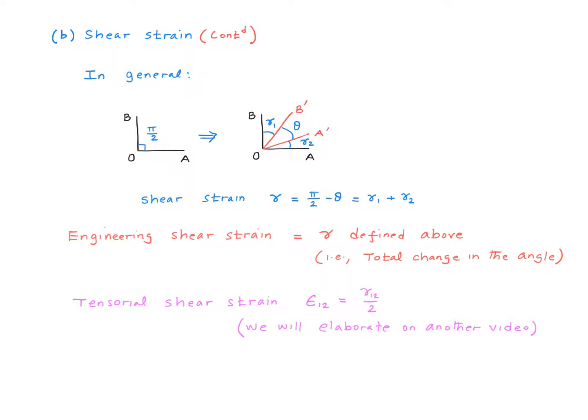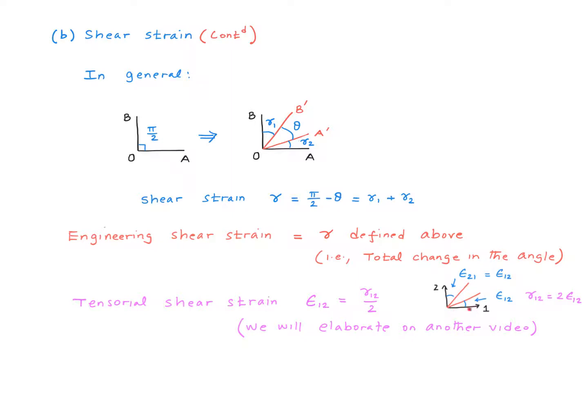There are two definitions of shear strain. The first one, called the engineering shear strain, is the one that we've been talking about so far. Engineering shear strain is typically denoted by gamma, and it's basically the total change in the angle. There's another one called tensorial shear strain, which I will not elaborate in this video. We'll talk about it later when we discuss three-dimensional nature of strains. Tensorial shear strains are half the value of the engineering shear strain.